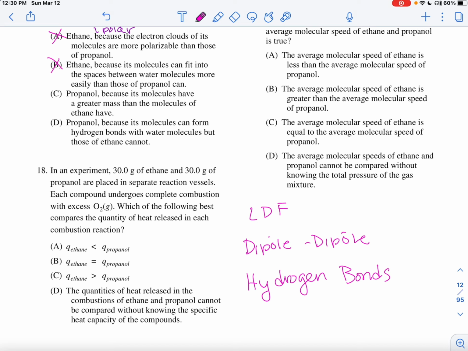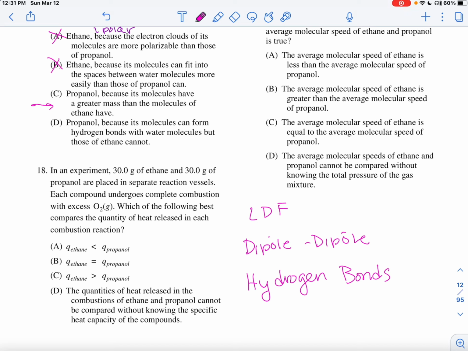LDF happens in all molecules because it has to do with just movement of electrons. I'm going to get more into that a little bit later. And it also is directly related to mass. So that's what C is getting at. Dipole-dipole isn't in C or D, but I will tell you it's basically any polar molecule will have dipole-dipole interaction.